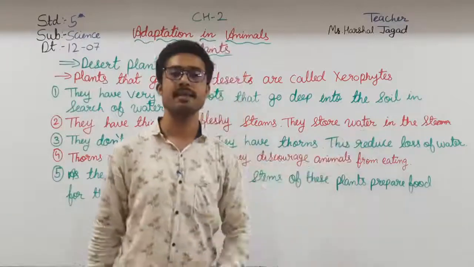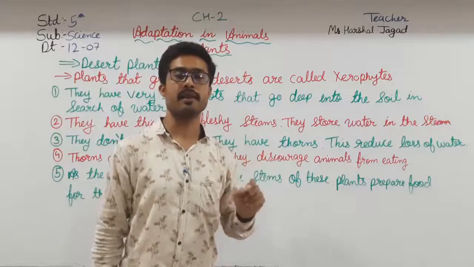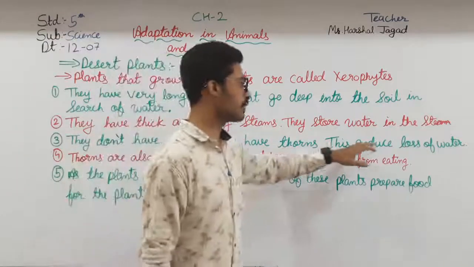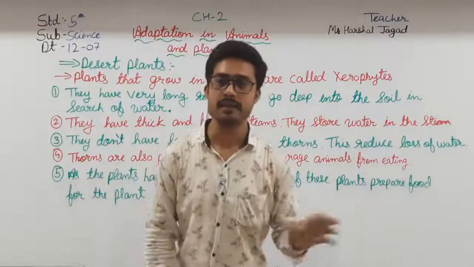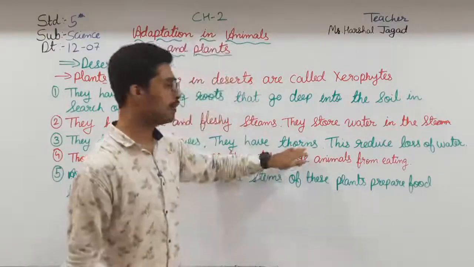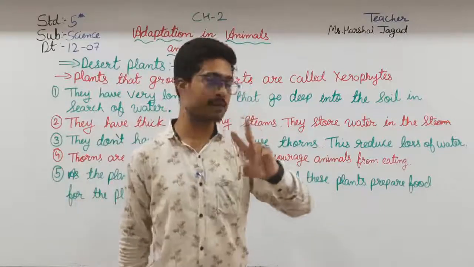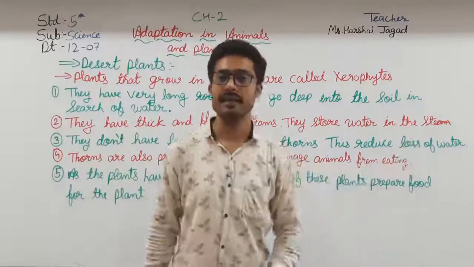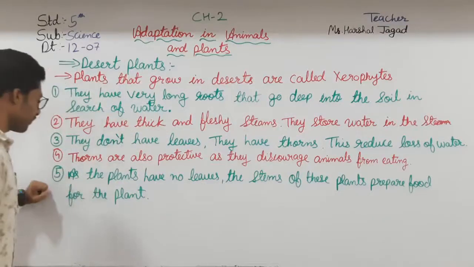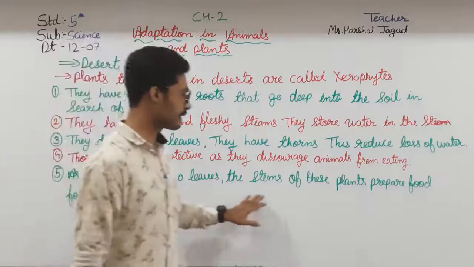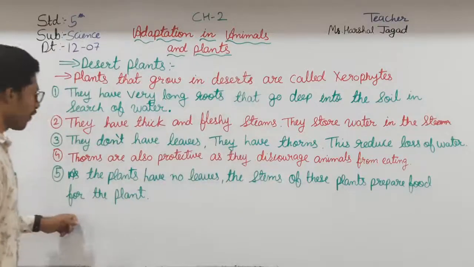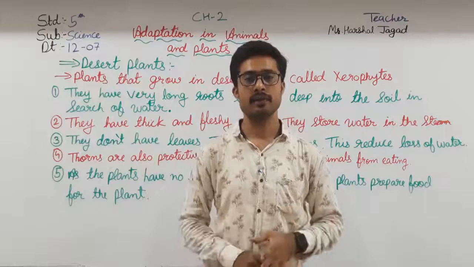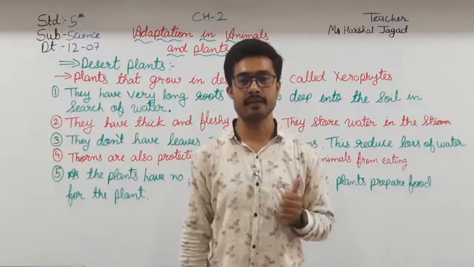They store water in the stem. So this type of plant stores water in the stem. Okay, next one, they do not have leaves, they have thorns. This reduces loss of water. Desert plants do not have leaves, but they have what? They have thorns, which do two things: reduce the loss of water, and secondly they discourage animals from eating it. Okay students, and the fifth point, that is, as the plants have no leaves, the stems of these plants prepare food for the plant. So leaves are not there, so the stem prepares food for the plant. Okay students, so please, if you want these main points to be written down, then write them down.